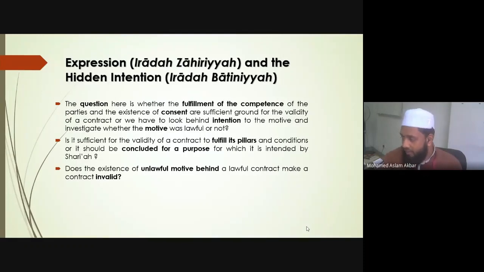You went there, you asked for the grapes, you made the expression, ijab kabul, there is a person, the parties are okay, and then the grapes are fruits, permitted fruits, so you can buy all those permitted items. But now all the pillars are completed, but your intention to buy this is to make wine.